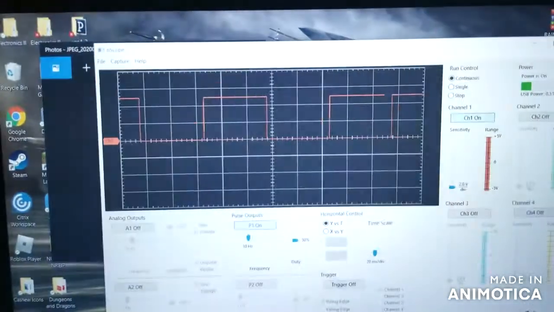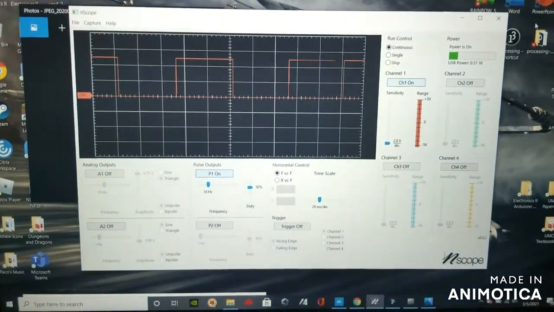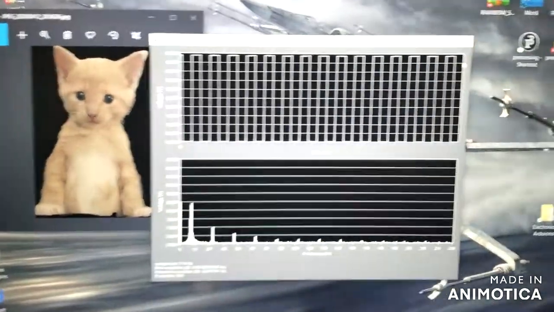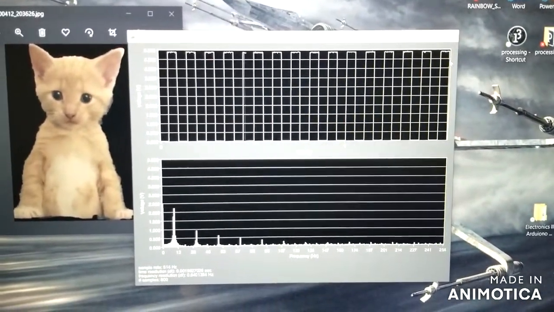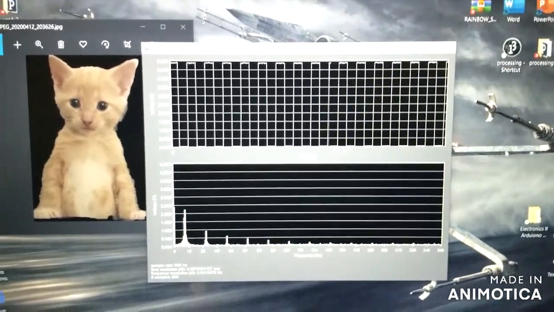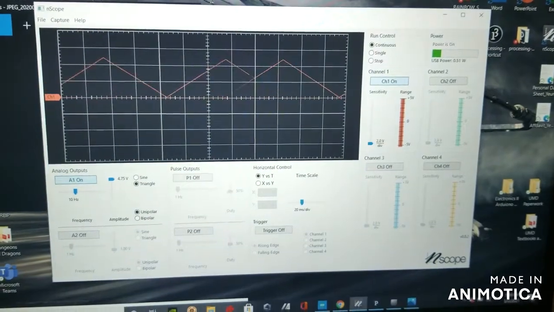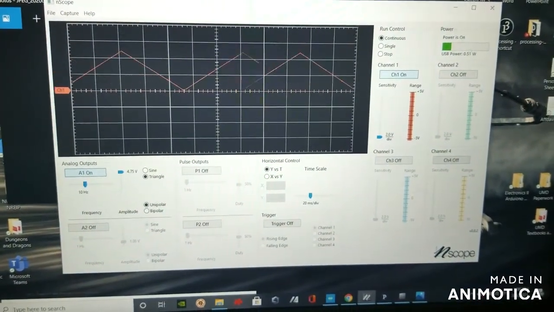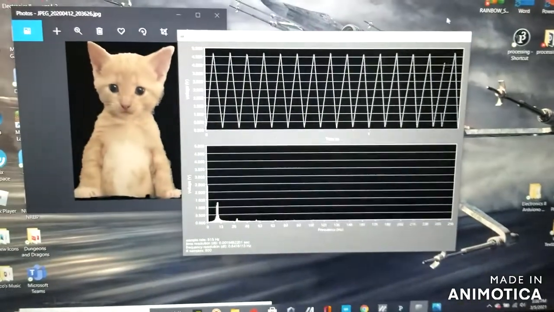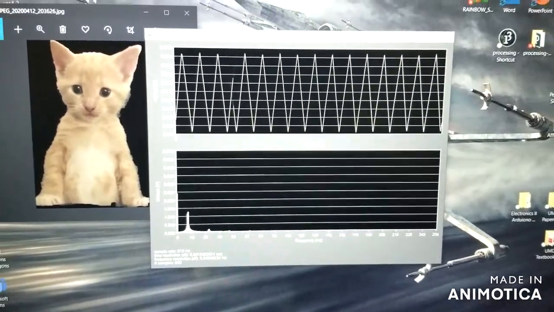Use the square wave. It's the ENSCOPE input. And then here's the VSA. Here's the triangle wave in real time. So that's the ENSCOPE input. And that is what the VSA shows.